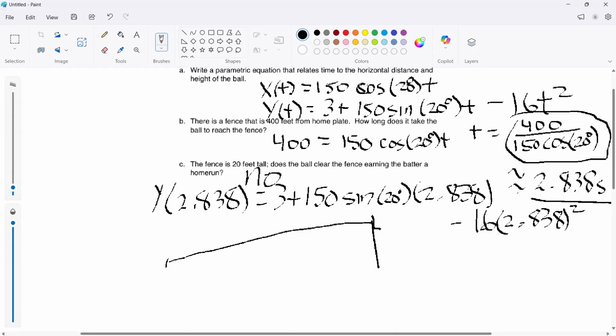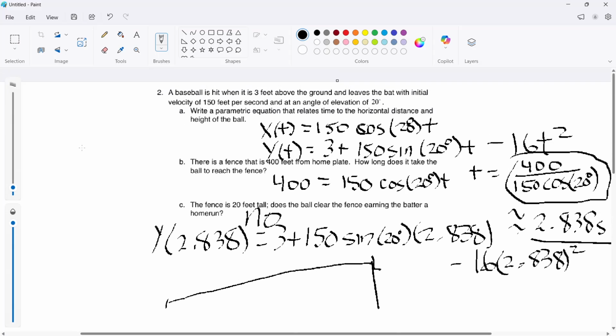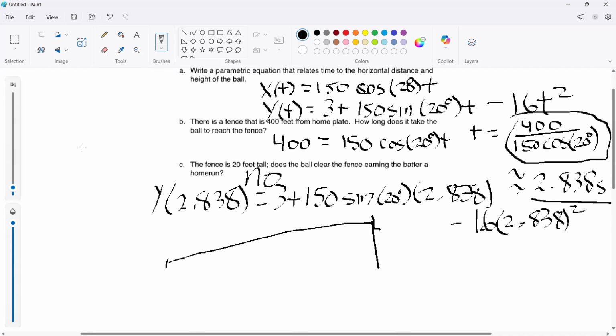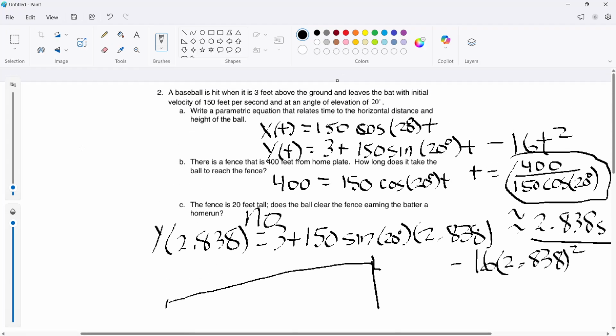So it could earn a home run, but not flying. It's not going to clear the fence. That's what the question is really asking. Does it clear the fence? So there's that question. Parametric equations for projectile motion. The ball is a projectile under these scenarios.